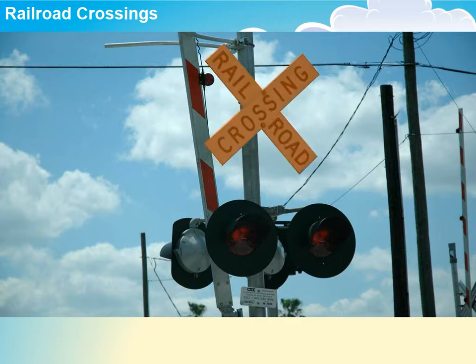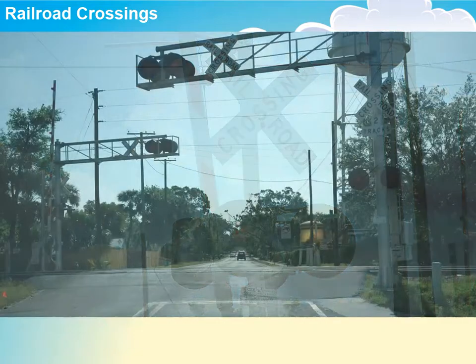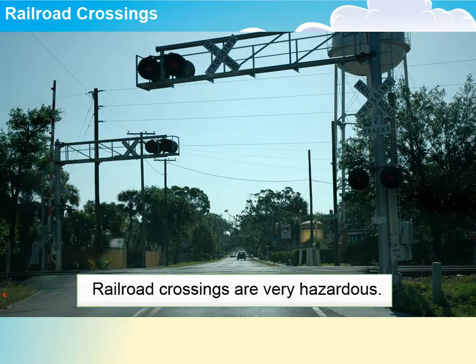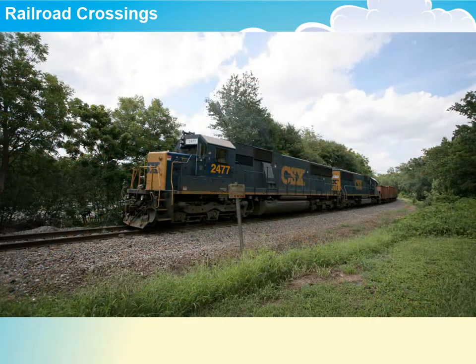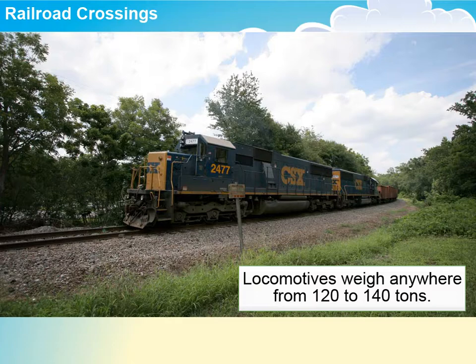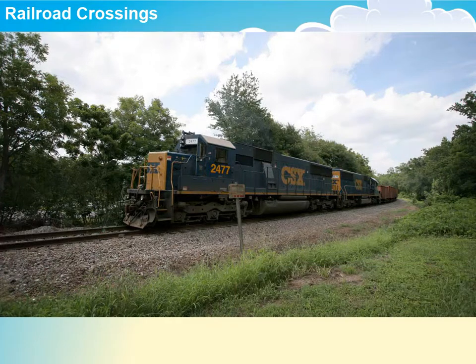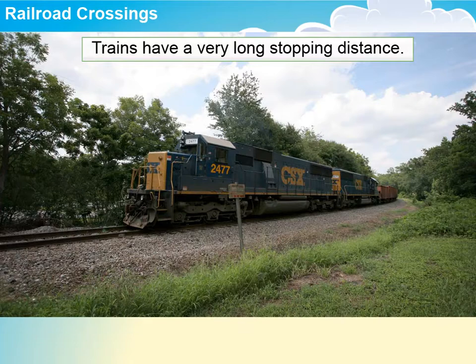Railroad crossings have cross-buck signs posted, but not all are controlled with signals and gates. Railroad crossings are very hazardous. If a train is entering the railroad crossing, it naturally always has the right-of-way. A train is massive in weight. Locomotives weigh anywhere from 120 to 140 tons. Consequently, a train has a very long stopping distance.